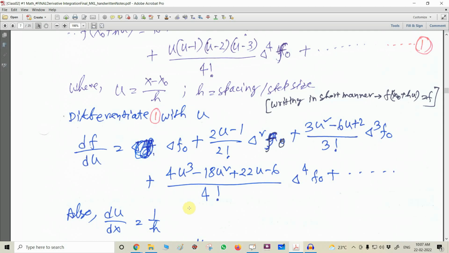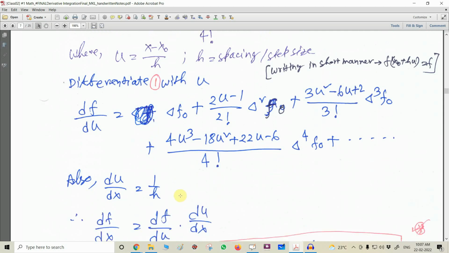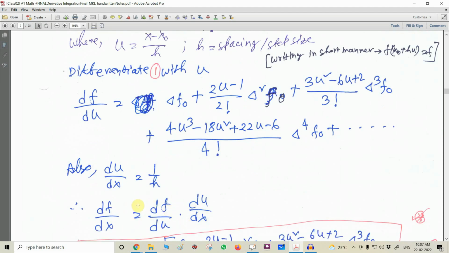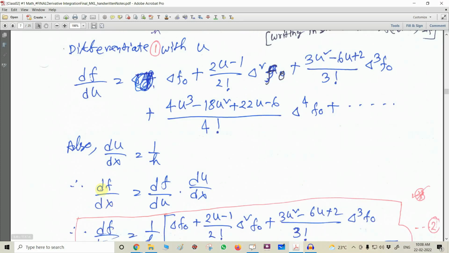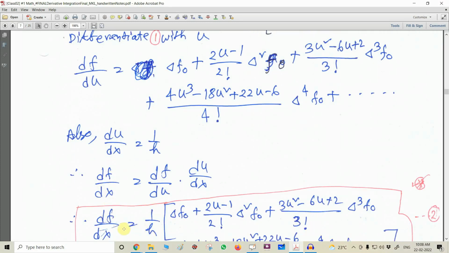Now, following school calculus, you know that df dx can be written as df du times du dx, right? So I'll be calculating the df dx part. I know the df du value from this equation, and I know the du dx value. So if I want to calculate df dx, then I will have df dx equals 1 by h delta f0.